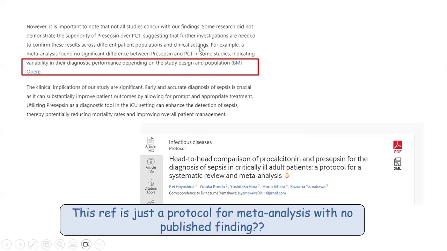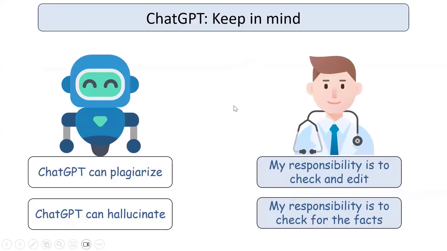But keep in mind again, you have to check everything written by ChatGPT. For example, in this reference, which was mentioned as a contradictory study, the reference is just a protocol for a meta-analysis with no published findings. So this is fake. This actually is not a reference, it's just a protocol. So you have to check. This is your job. You need to check for plagiarism and hallucination by ChatGPT in every reference and every sentence that he created on his own.